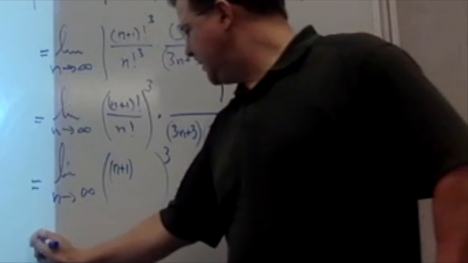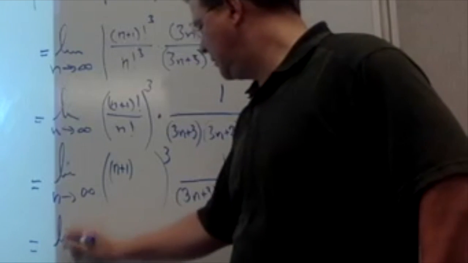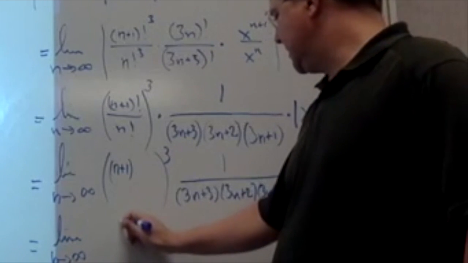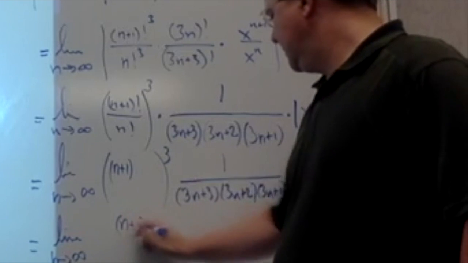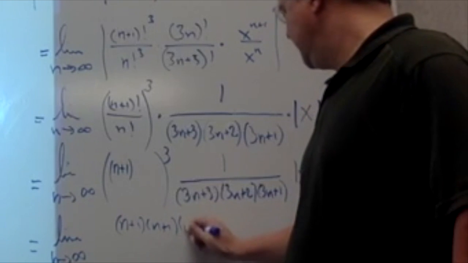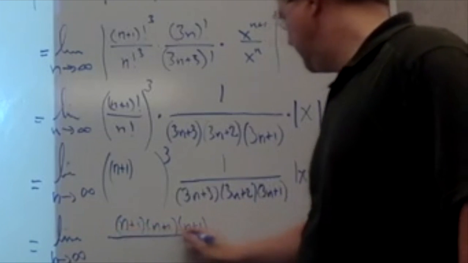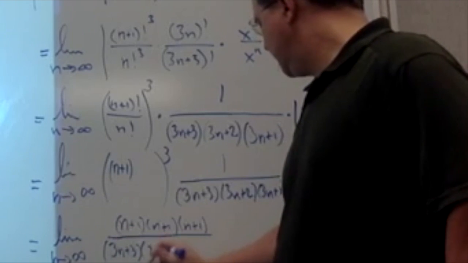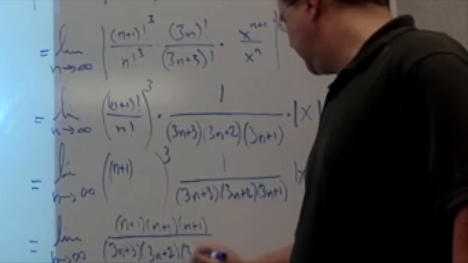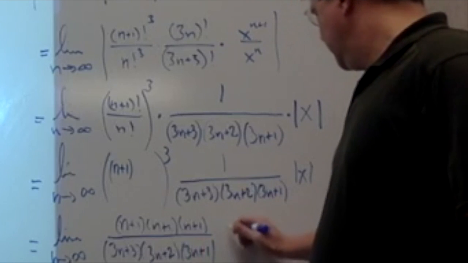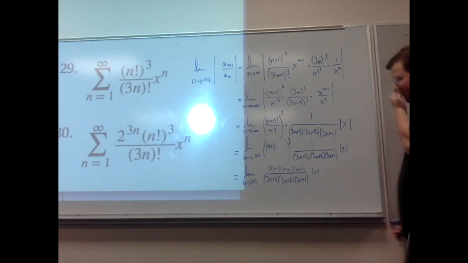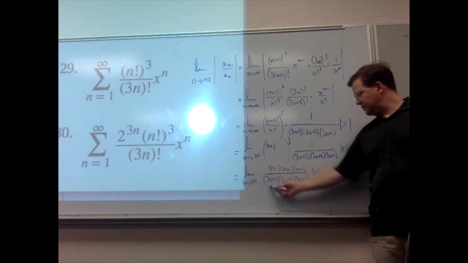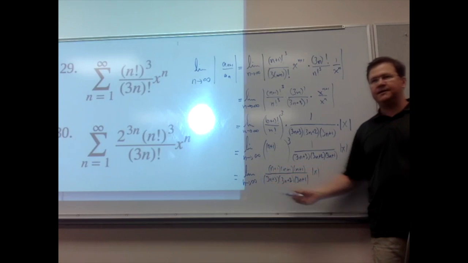So as n gets huge, you're left with, I'll write it like this, n plus 1 times n plus 1 times n plus 1, all over 3n plus 3, 3n plus 2, and 3n plus 1, times the absolute value of x. Now as n gets huge, this part's not going to change. But this part is going to get closer and closer to what?